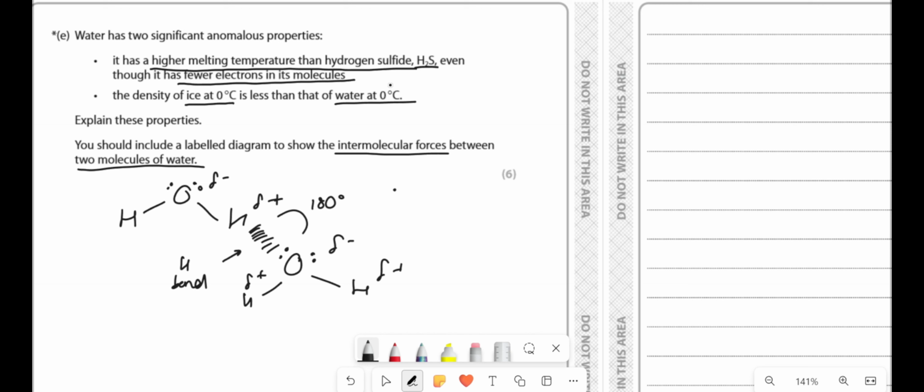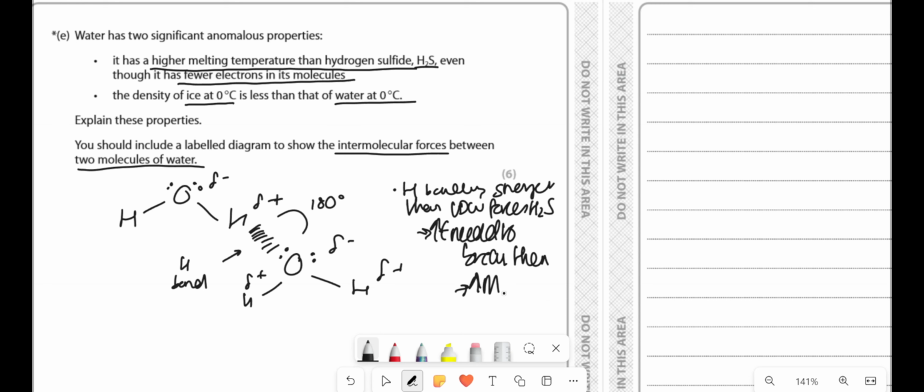So when we're looking at the melting point between these two, we are comparing hydrogen bonds versus what's being broken between these, which is predominantly van der Waals forces, London forces, or permanent dipole-dipole forces. So hydrogen bonding is stronger than the van der Waals or London forces, whatever you call them, in H2S, meaning more energy is needed to break them.